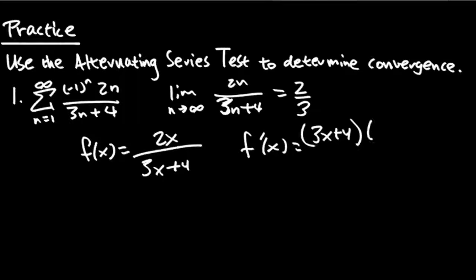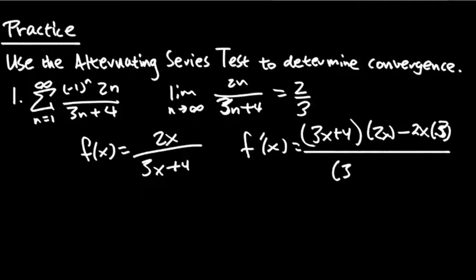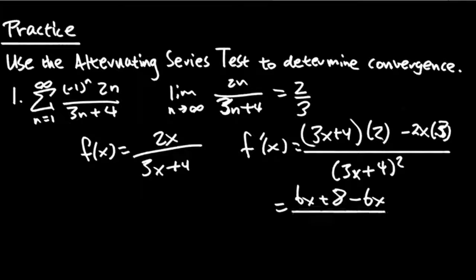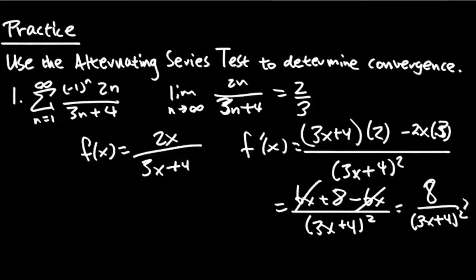Alright, so bottom times the derivative of the top minus top times the derivative of the bottom, all over the bottom squared, equals 6x plus 8. Whoops. Minus 6x, all divided by this thing. So we end up with 8 over a thing with a square. So this is always positive. So that means this thing is actually always increasing.